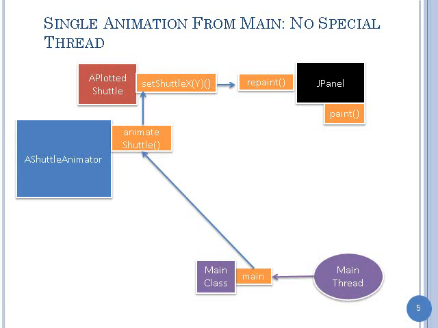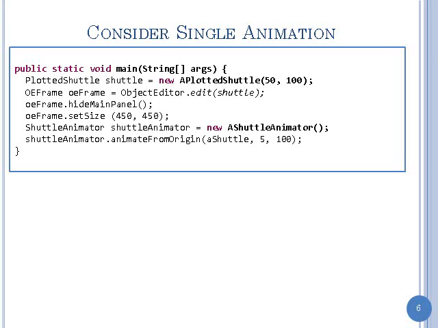That was a structure we have already seen before. Now let's do the following. Rather than animating from the main method, we will animate from the UI. From the main method, I'm not going to call the animate from origin method. I'm going to edit some object, and that object will have a menu item that will start my animation.